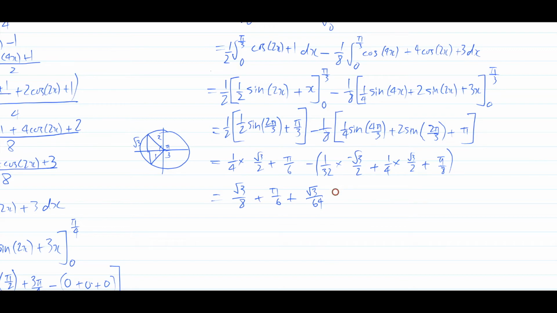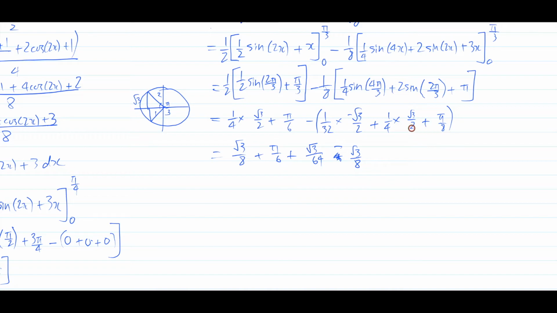That is pretty big, the denominator. Plus 1 on 4 times root 3 on 2, so that is plus root 3 on 8, but because there's a negative sign, I should really change that to a negative. And then excuse the messiness in this video, but last one, we're almost there, plus minus pi on 8. Okay, so the good news is the root 3 on 8 cancels out the root 3 on 8, and then all you have to do is just add your pi's, and that's it.